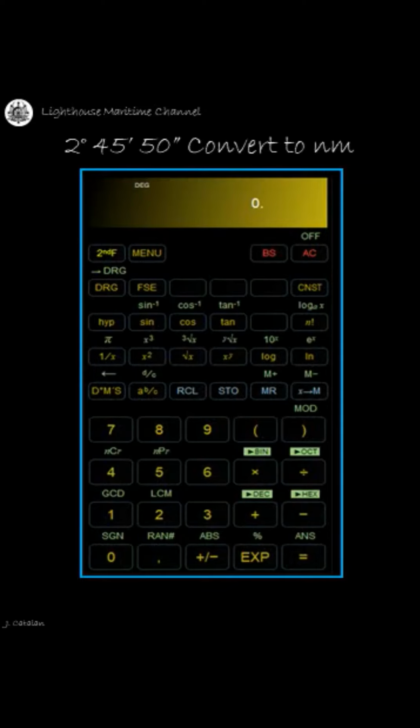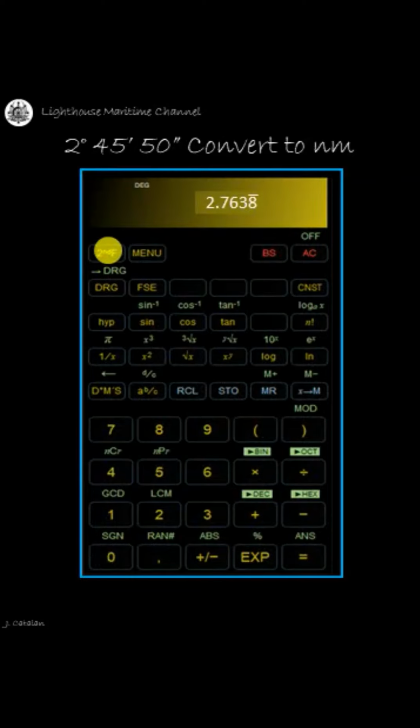2 degrees, 45 minutes, and 50 seconds. Convert to nautical miles. Press 2, then press degrees, minutes, and seconds. Press 4 and 5, then press degrees, minutes, and seconds. Press 5 and 0, then press degrees, minutes, and seconds.